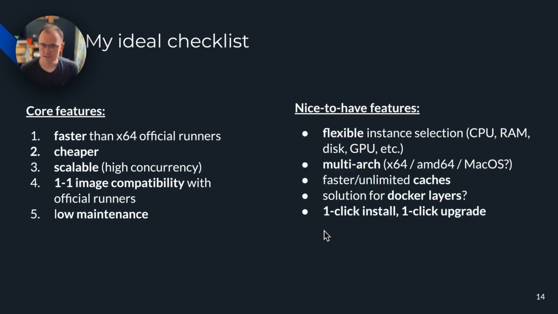Some nice-to-have features would be being able to select the instance type quite flexibly, so in terms of CPU, RAM, disk, GPU, etc. I wanted to have at least x64 and ARM64, and possibly macOS. Possibly do something about caches and Docker layers, and wanted something as easily installable and upgradable as possible.